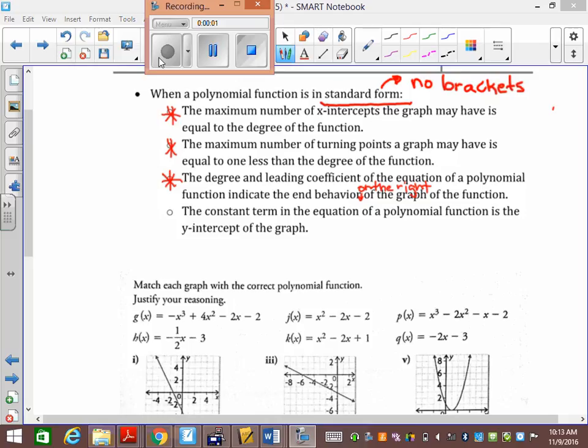The constant term in the equation of the polynomial function is the y-intercept. But remember, this has to be with no brackets, right? The moment there's brackets, it doesn't work out like that.